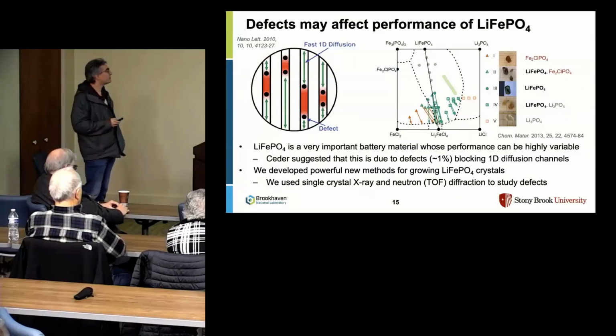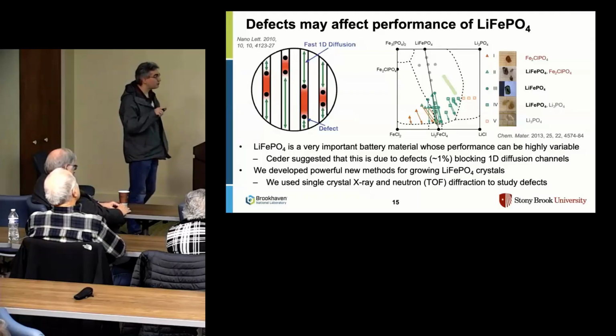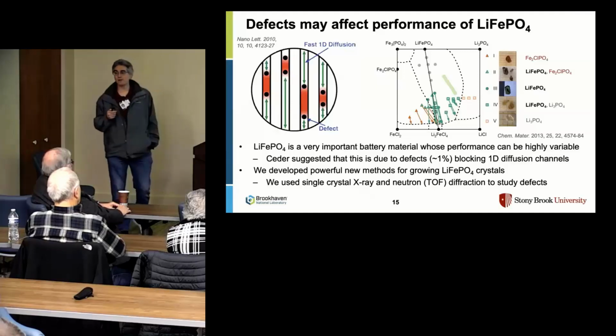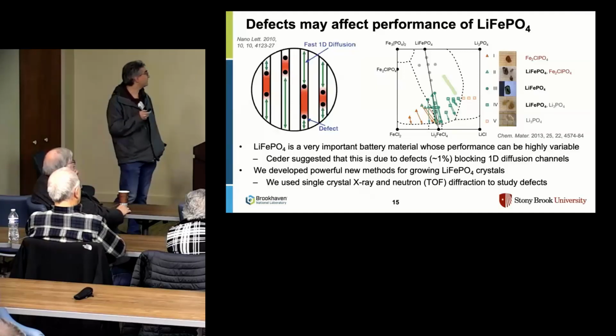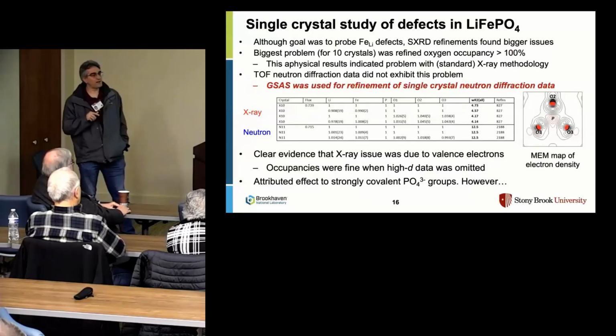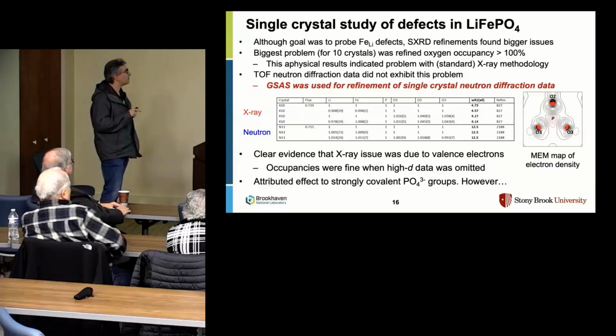So we grew single crystals again about 10 years ago and used single crystal X-ray and single crystal neutron diffraction on a time-of-flight instrument to study the defects, because single crystals are very good if you want quantitative intensities. Although our goal was to probe defects where iron was sitting on the lithium site and blocking the channels, single crystal refinements found bigger issues.